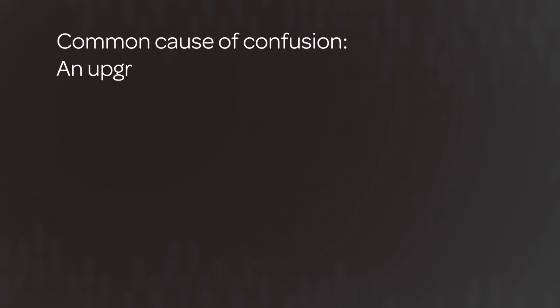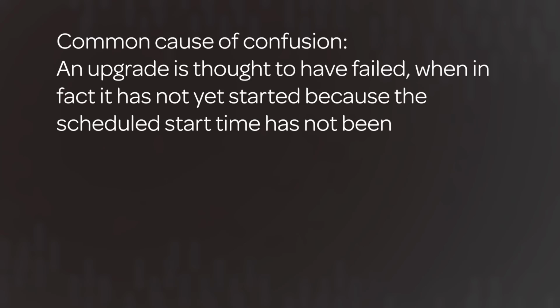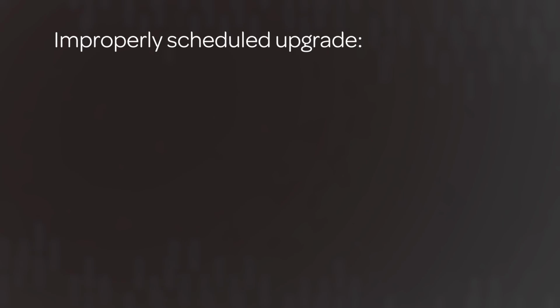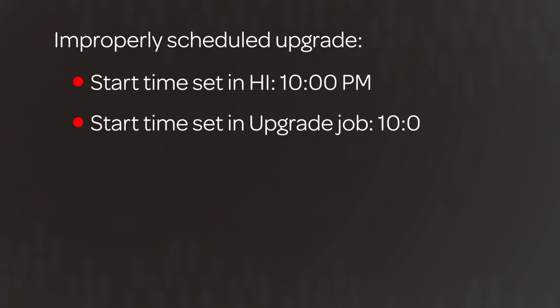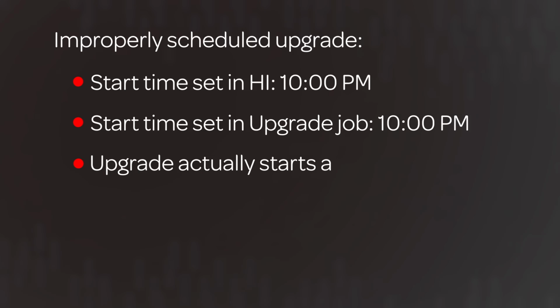Now let's take a look at a common cause of confusion where an upgrade is thought to have failed, when in fact it hasn't yet started because the scheduled start time has not been reached. Let's say the upgrade start time in High and the instance are both set to 10 p.m. At exactly 10 p.m., High starts updating its records, so this task would be complete a little after 10. Meanwhile, in the instance, the upgrade job runs at 10 o'clock to check for a new WAR file. But the file isn't there yet because High hasn't finished its updates. So the upgrade job won't start the upgrade until the next repeat interval, 1 hour later, at 11 o'clock, when it finds the new WAR file.